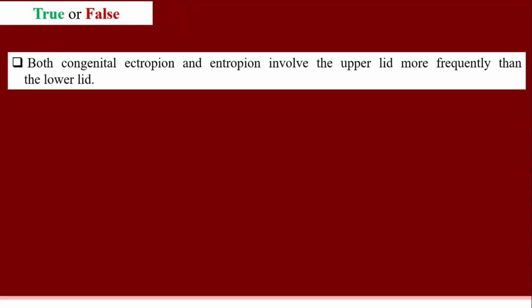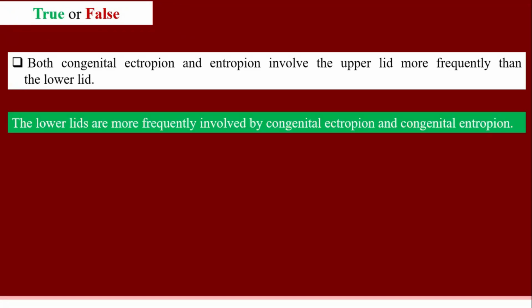So can you restate it correctly? Lower lid more than upper lid. Yeah, exactly. So regardless of the etiology, the lower lid is more affected than the upper lid. The only exception, this might be confusing for you, is in entropion. Whether ectropion or entropion, the lower eyelid is more affected regardless of the etiology. But if the entropion is caused by trachoma, it will result in cicatricial entropion of the upper eyelid.